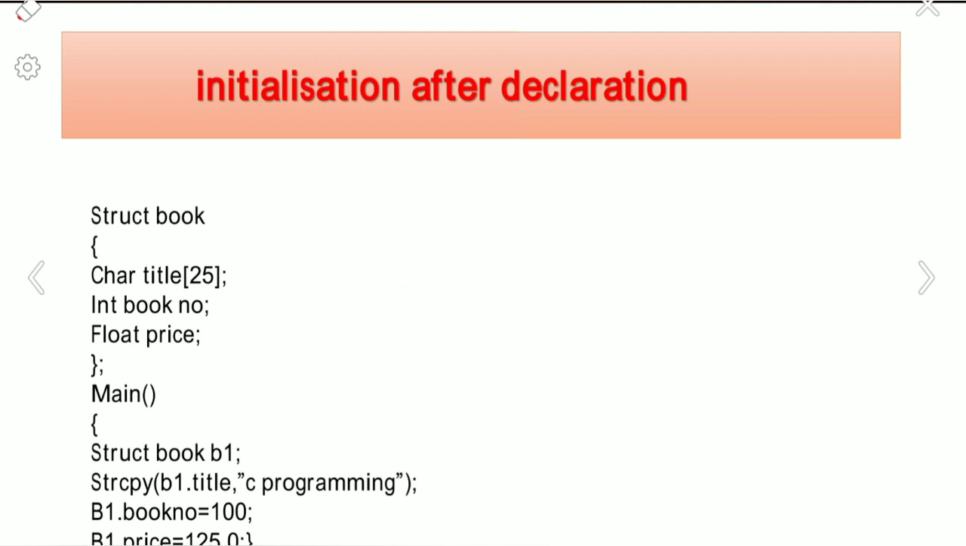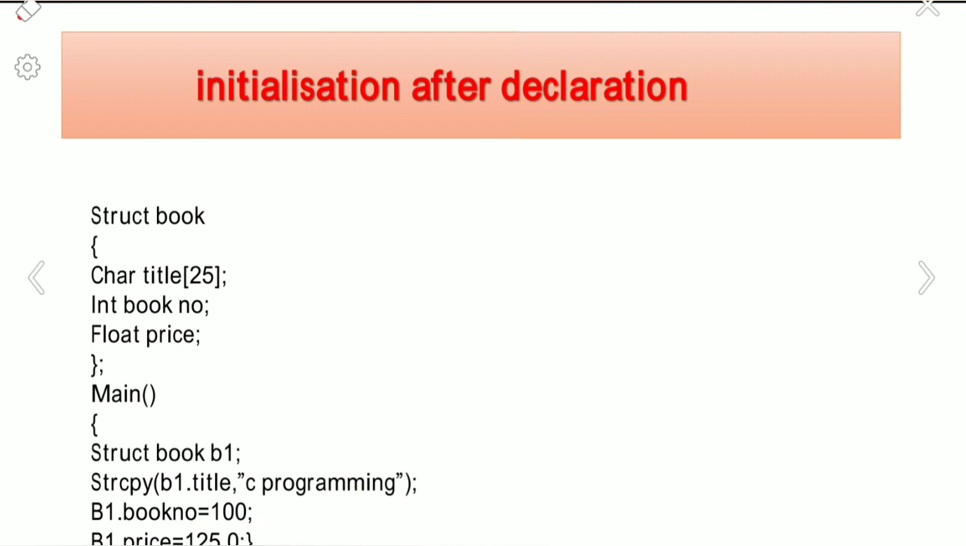Now let us see the example for initialization after declaration. struct book, that is the structure name, with title, book number and price. In the main function, initialization after declaration means that after the declaration, here we are declaring it in the main function. So struct book B1, strcpy of B1 dot title. What is the title? That is C programming. So we are going to copy the string C programming to the title of the book B1. Similarly, the book number of B1 is 100 and the price is 125 rupees.